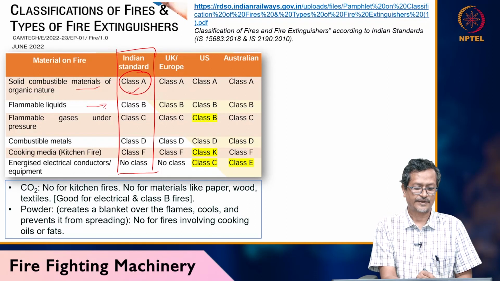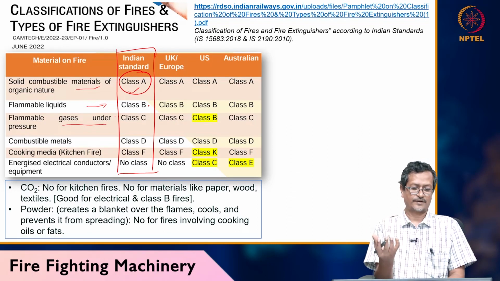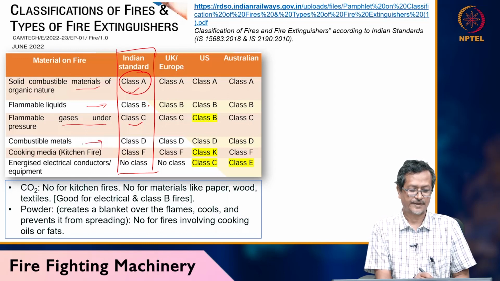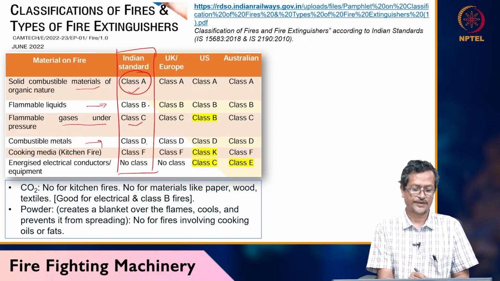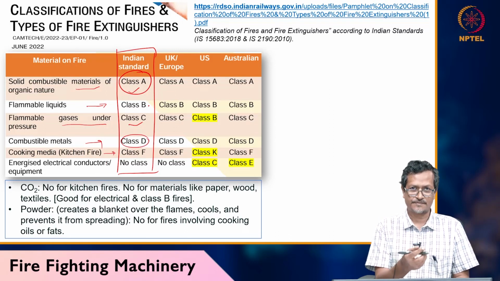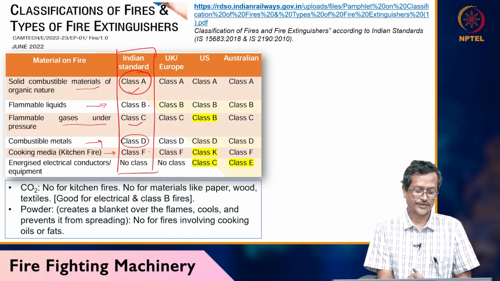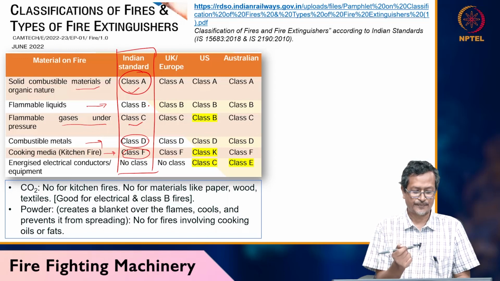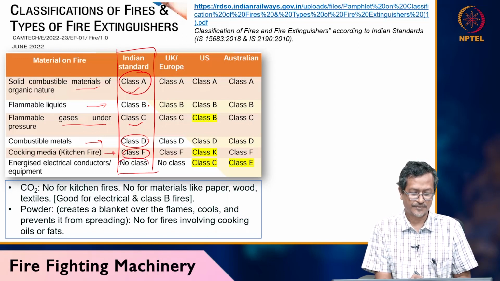Flammable liquid, some liquid you are burning, is class B fire. Flammable gas under pressure, let's say your Indian cooker is having fire, that is class C fire. Combustible metal, like magnesium and others that can burn, can create class D fire. Cooking media, kitchen fire, let's say an oil frying pot and some combustion happened, in that case it is a class F fire. Electrical circuitry, a short circuit happening because of fire: as per Indian standard there is no class defined.